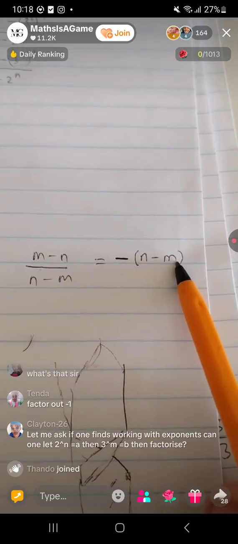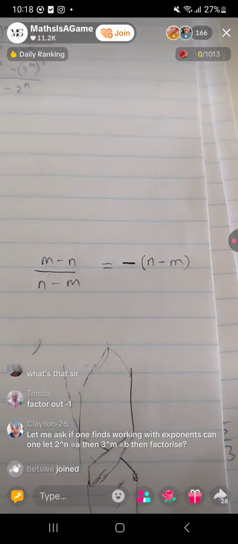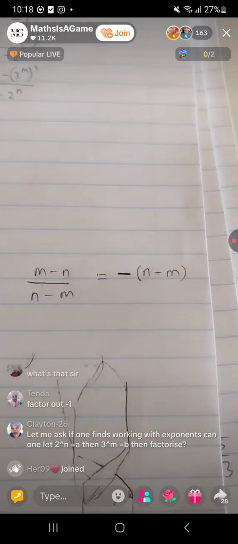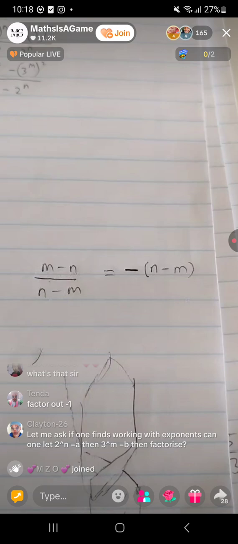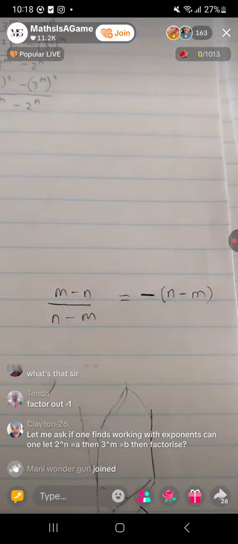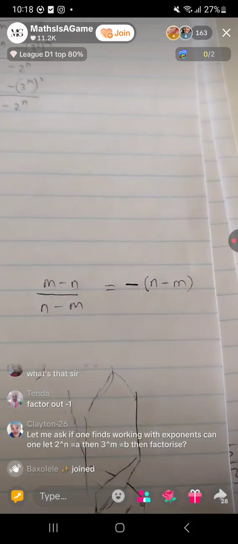Yes, you can do that, Clayton. If you find working with exponents difficult and you want to work with letters, you can let A be that and B be that. That's fine. But then you just need to substitute back at the end.